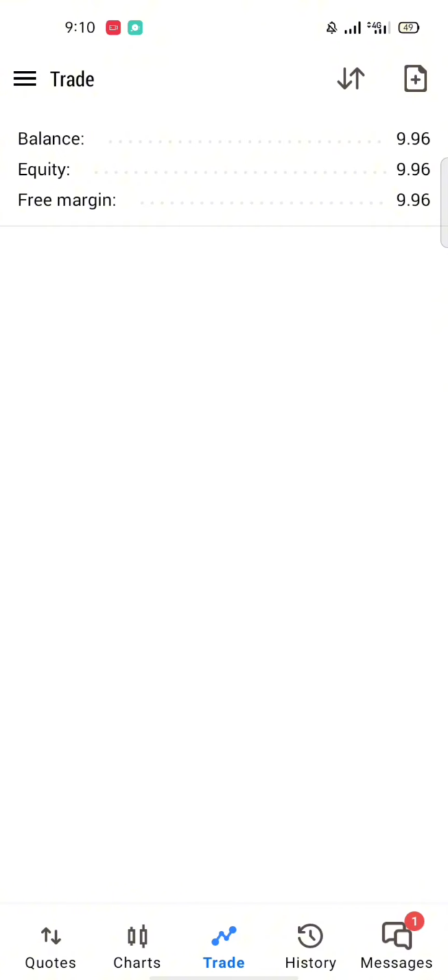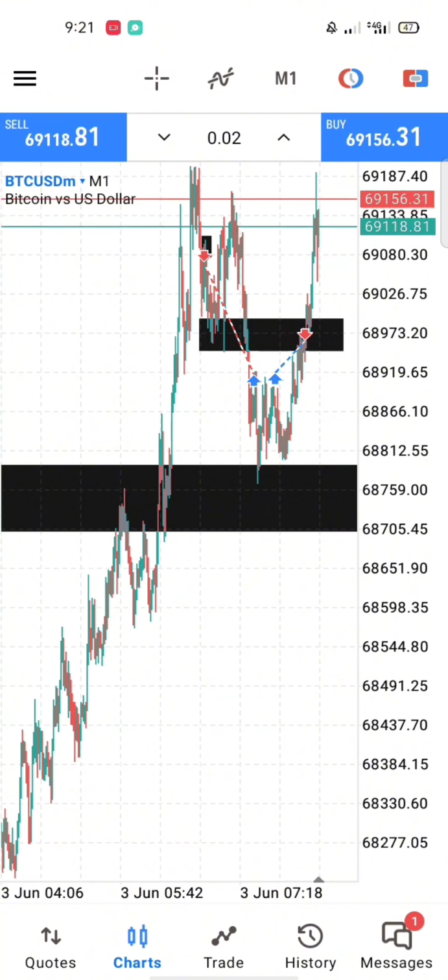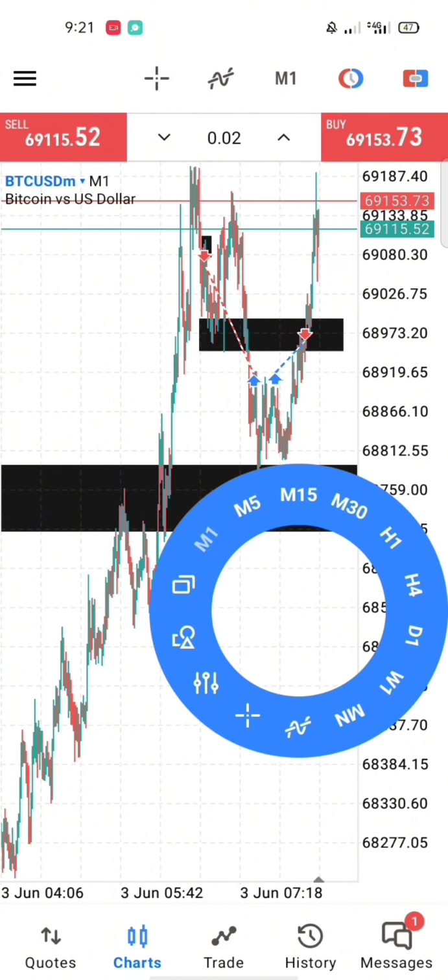When we close our trade, we close the trade at $9.90. Guys, I've seen a nice trade here also on BTC USD. I've seen that the trade has reached this point.